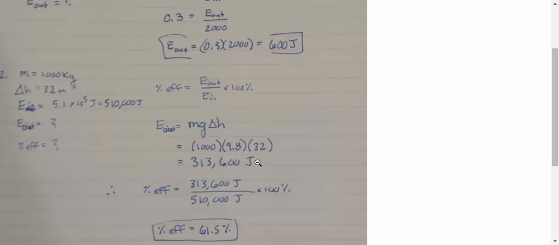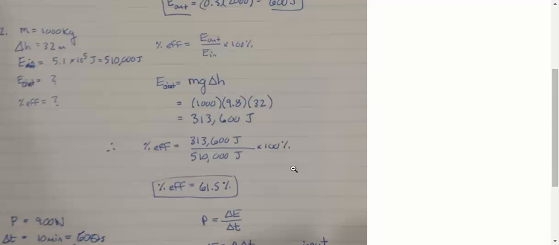So that's if you actually went out and you were 100% efficient at lifting an object 32 meters that was 1,000 kilograms, right? If you knew that for sure, it would only take you 313,600 joules. That's why it's the output, because that's how much it should actually take. That's how much you're actually doing. That's all you're getting out of this whole thing, that's the output, 313,600. And we know that we had to input 510,000 joules. So we had to input more.